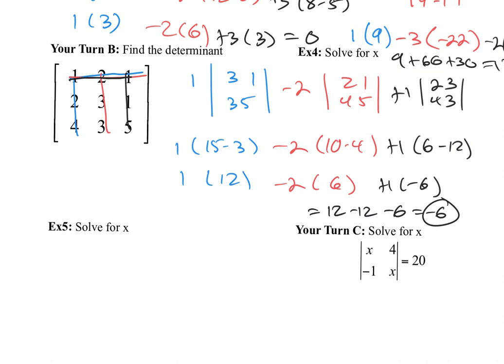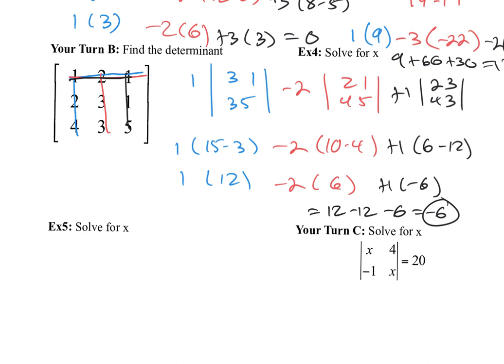Okay, so I left up all my work here to go through what we did. Again, we cross off our first row and our first column, and we're left with the matrix of 3, 1, 3, 5. When we cross multiply and subtract, we end up getting 12, and then our number where our row and column intersected was 1, so we have 1 times 12.